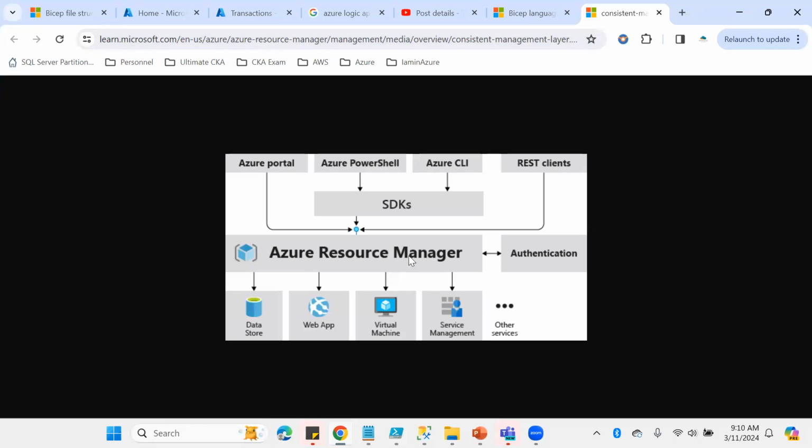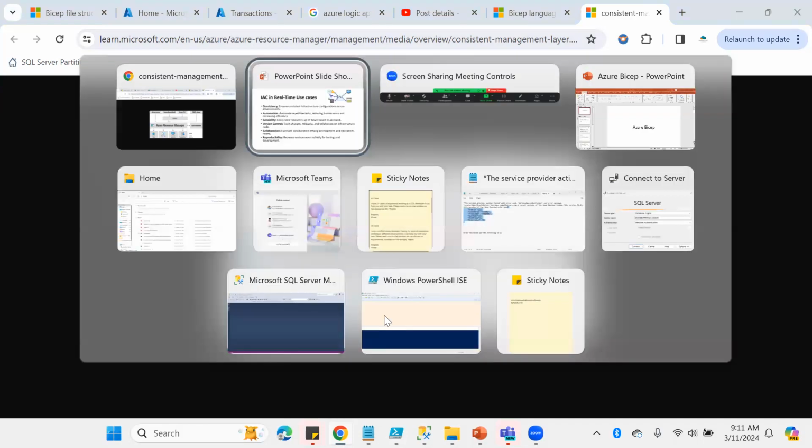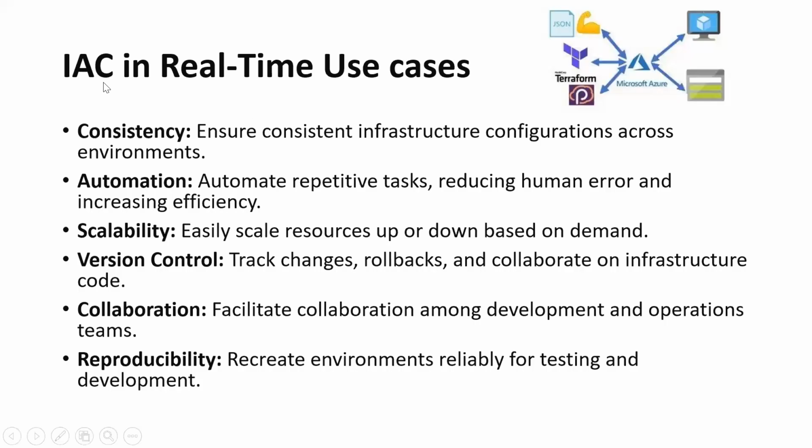And even before reaching this resource provider, you have something called authentication. It will check whether the request that is coming from these different platforms or tools is authenticated or not. If yes, then it will go to the respective resource provider, and you will get your resources deployed onto the platform. Okay, so that is primarily for IAC, as in why do we need it.